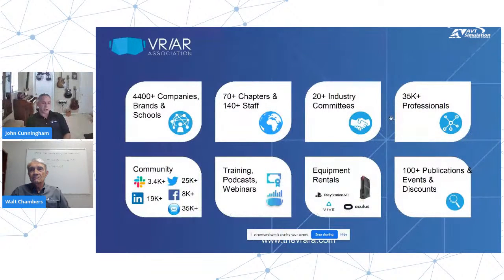So the way the association is today, we've got about 4,400 companies, brands, and schools that are members. We have 75 different chapters all over the world. We've got industry committees, so we have about 20 industry committees. And those are global committees of folks that volunteer to work together in specific areas.